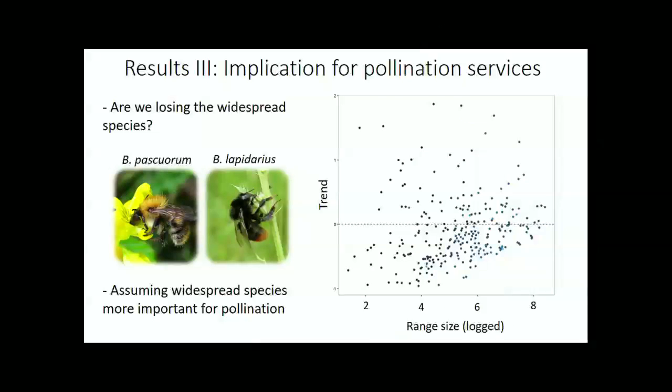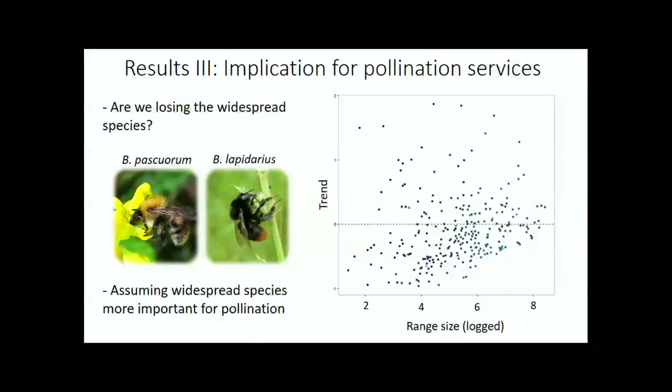So the final result is in terms of the implications for pollination services. To try and get a handle on this, I simply made the assumption that the widespread species are the species that we should be concerned about in terms of pollination services, because they're the ones that we have the most of, so they're likely the ones that are doing all the work. So that's things like Bombus pascuorum, Bombus lapidarius.